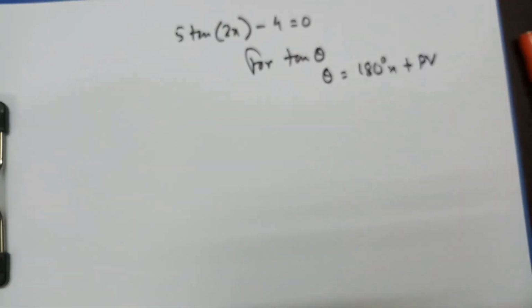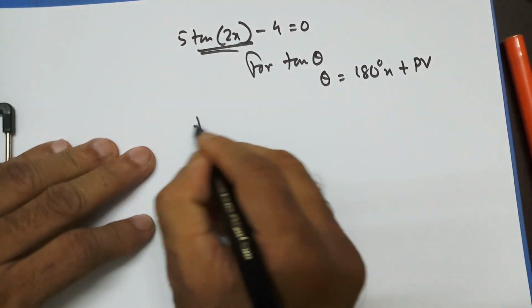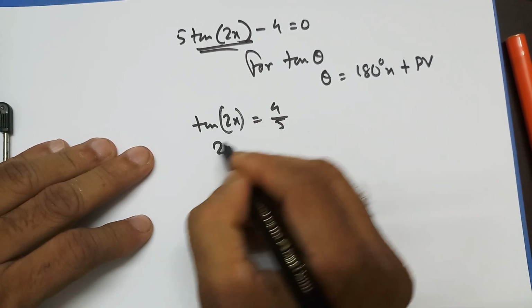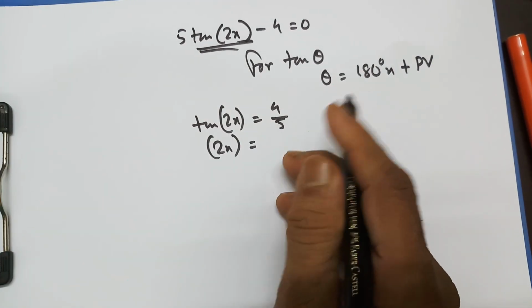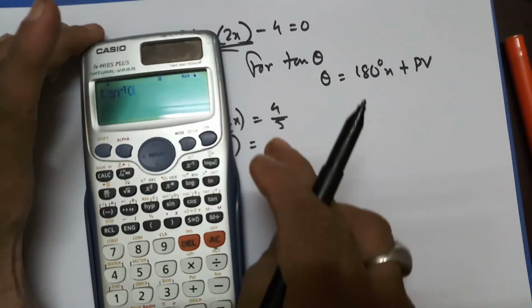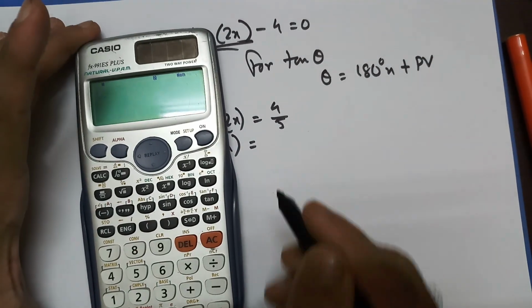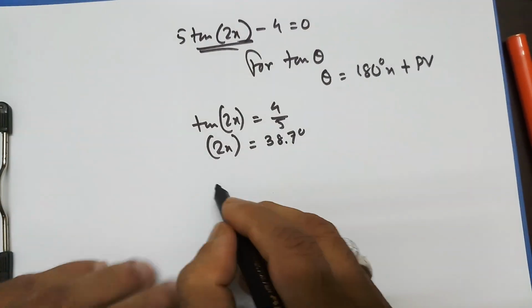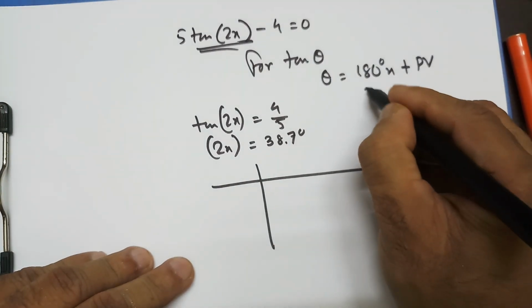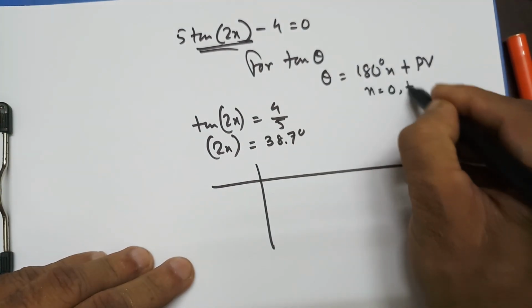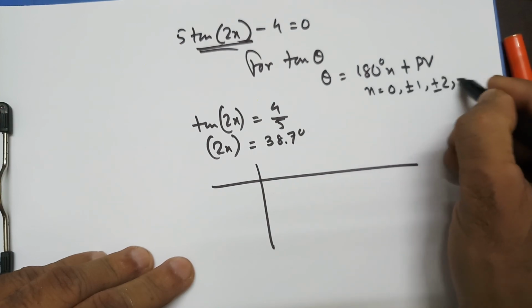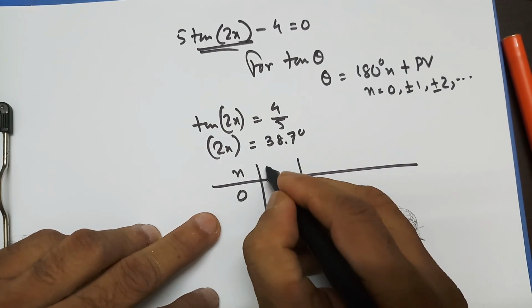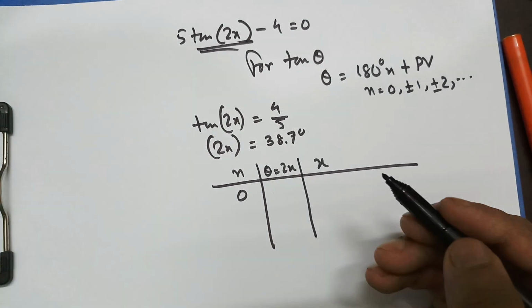Okay, and then again similarly, tan 2x equals 4 by 5, then 2x, that's going to be inside the bracket. So that's tan inverse of 4 by 5, that gives me 38.7 degrees. Again we are going to take the value of n to be 0, plus minus 1, plus minus 2, and it keeps going on. So n's value is 0. Now this is going to be theta, and in this case 2x, and I need to find x.